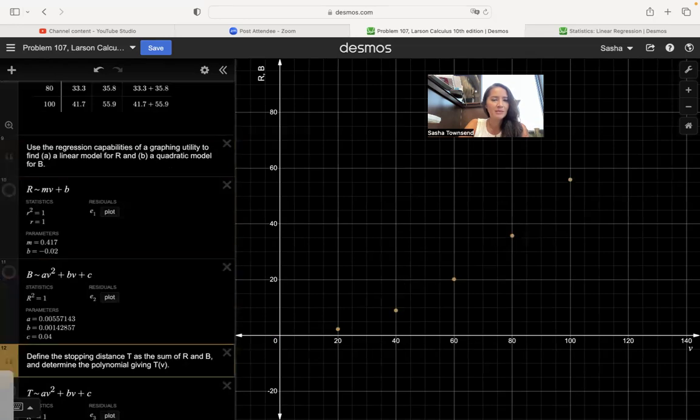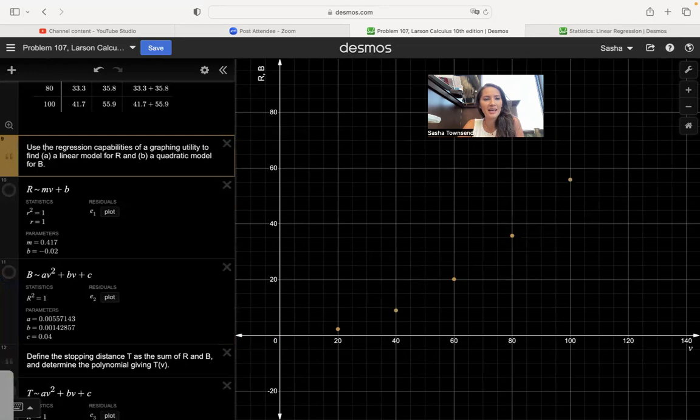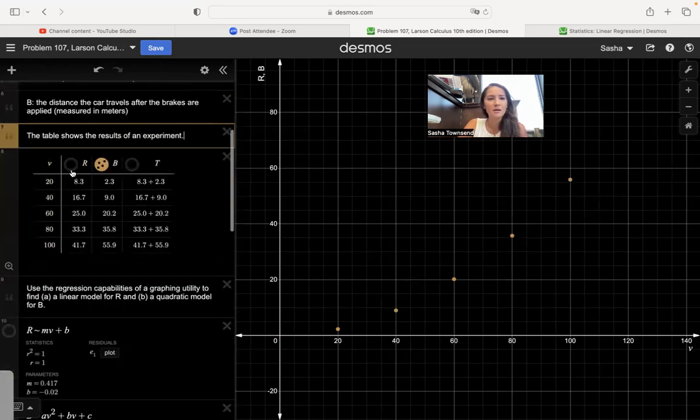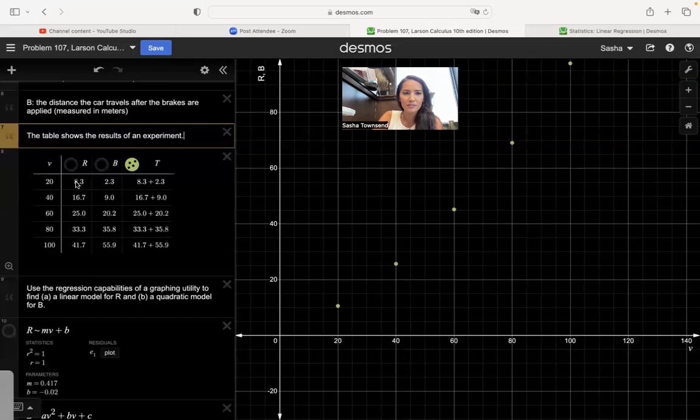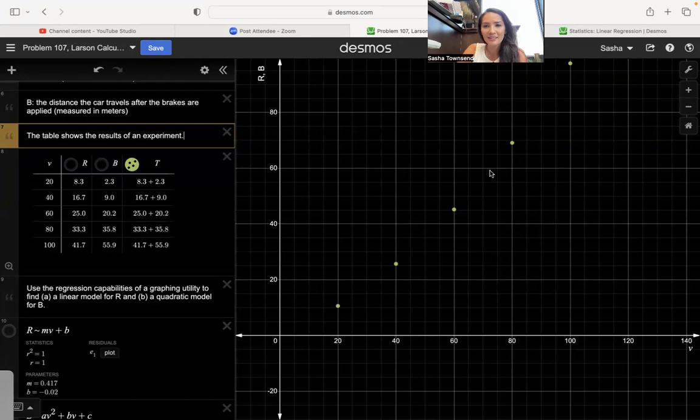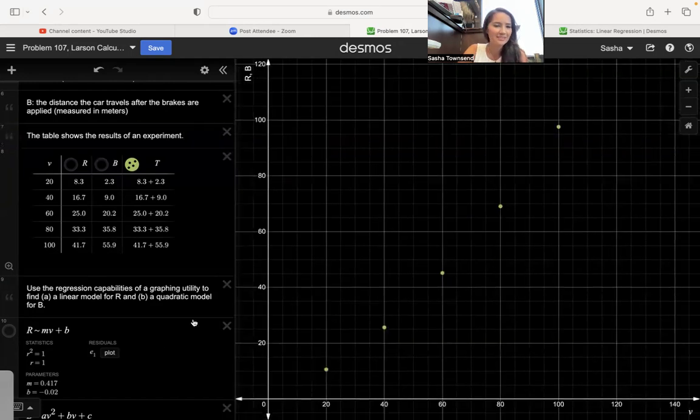And then the problem statement says define the stopping distance T as the sum of R and B and determine the polynomial giving T of v. So the way I did that was I created a new column in my table. We already had R and B, so I just added those two together. I'm having trouble getting Desmos to do the calculation, so I just had to type it in. I just did 8.3 plus 2.3 in this cell here. And that gives me my values for T, just adding the two values in these two columns. We could use Excel for this as well. We get these values here. Graph looks nice.